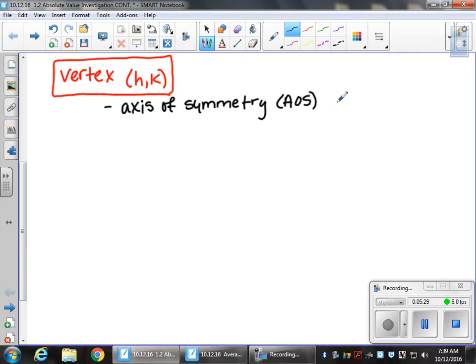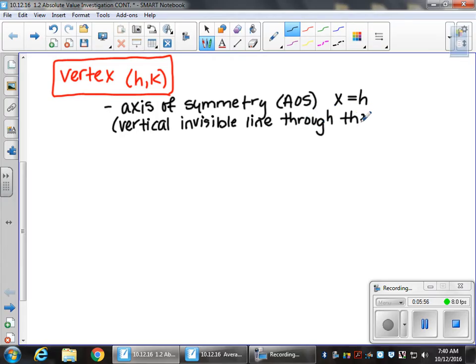The equation for the axis of symmetry is x equals h. And this is a vertical invisible line through the vertex. Yes, AOS is an abbreviation we'll use for axis of symmetry. If we were to sketch a graph just so we can have a visual, my axis of symmetry would be this invisible vertical line that goes directly through the vertex. The equation of that invisible line would be x equals whatever the h value of the vertex is. That was piece one.